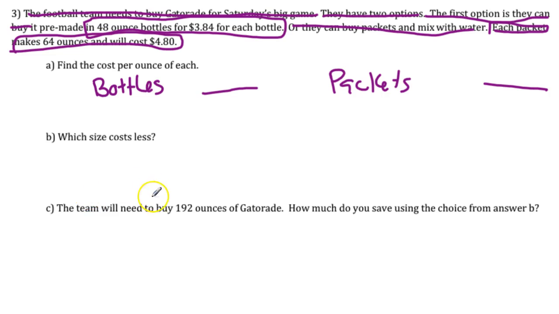And then it says the team will need to buy 192 ounces of Gatorade. How much do you save using the choice from answer B? So which one is going to cost less? It's going to be for 1 ounce. You multiply that times 192. That's going to be your cost. You need to compare it to the other one, and then you subtract the answers. Alright, so that's kind of how you do the first one.